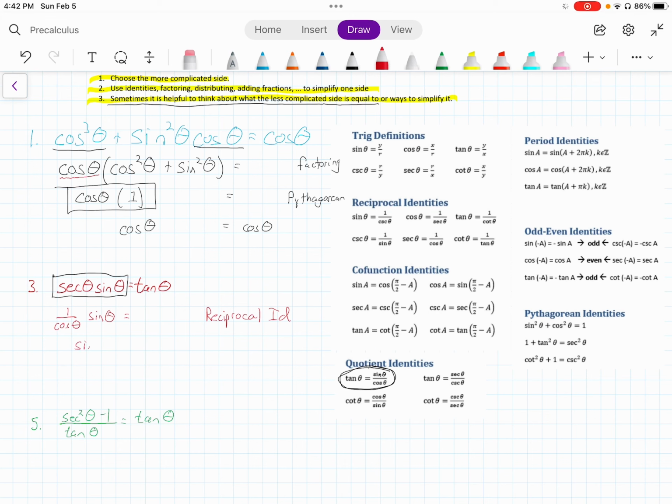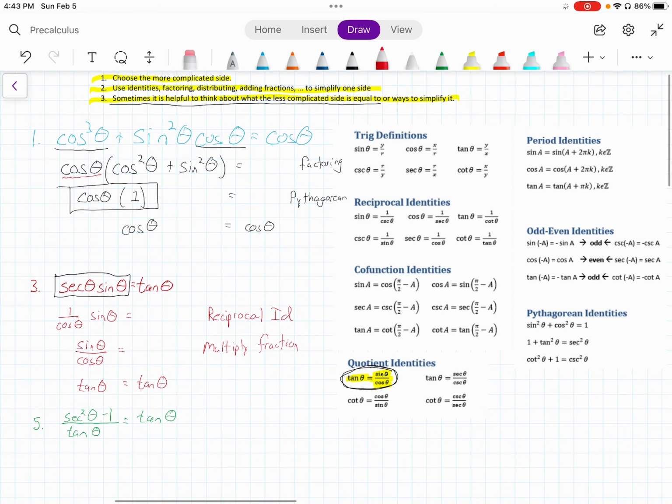Now we know that 1 over cosine times sine is just sine over cosine. And then from our quotient identity, we have sine of theta over cosine of theta is equal to tangent theta. So our last step, we have tangent of theta is equal to tangent of theta. So go back, this we just multiplied fractions. Probably could have skipped that step and just gone right to tangent, and this was a quotient identity that we used.